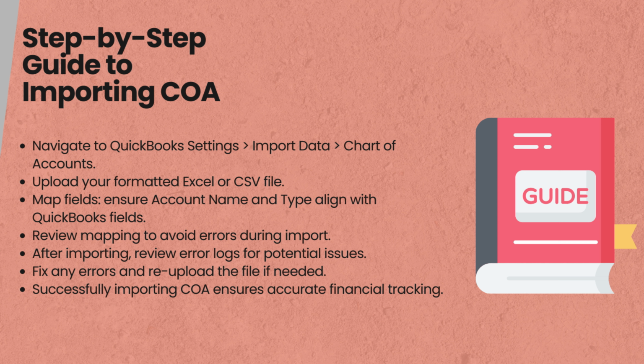Now, once you've selected your file, QuickBooks will ask you to map the fields. This is where you make sure that each column in your file corresponds to a specific field in QuickBooks. For instance, your account name should map to the account name field in QuickBooks, and your account type should map to account type. If you've formatted your file correctly, this step will be a breeze. If not, this is where you'll hit a roadblock.